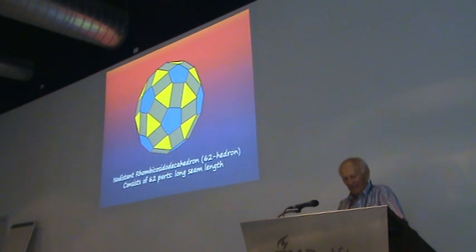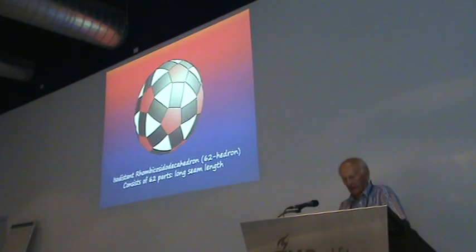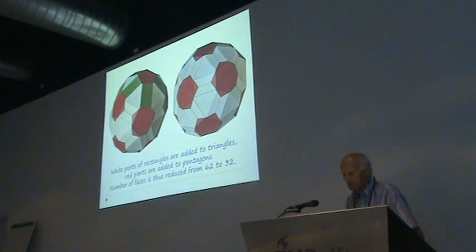Well, this is the rhombic dodecahedron, that one of the 62-hedron. This is what it looks like if you inflate it. But the point is that it consists of 62 parts, which means that the seams are very long, much longer than in the standard ball. And well, I have thought of a solution for that, and think I have found it.